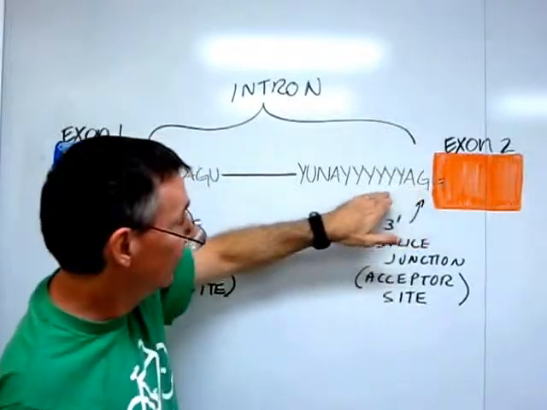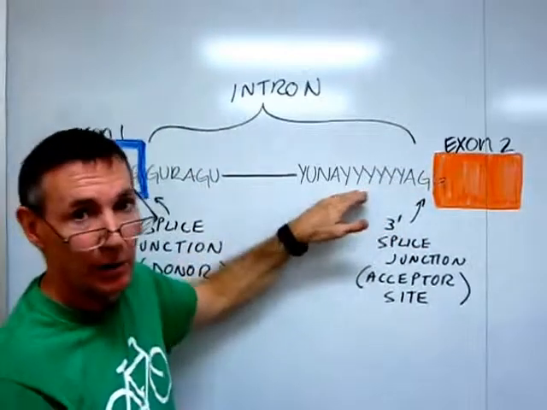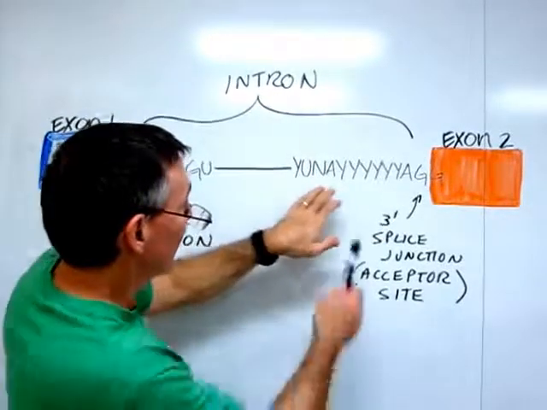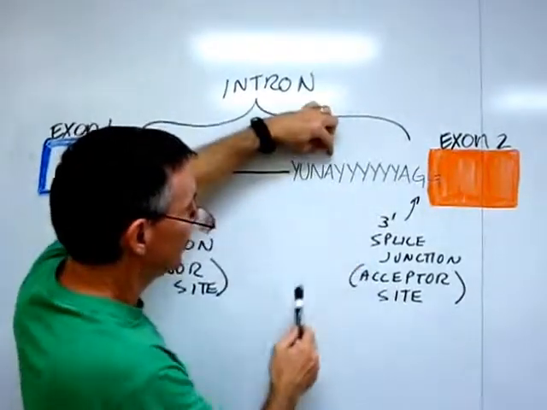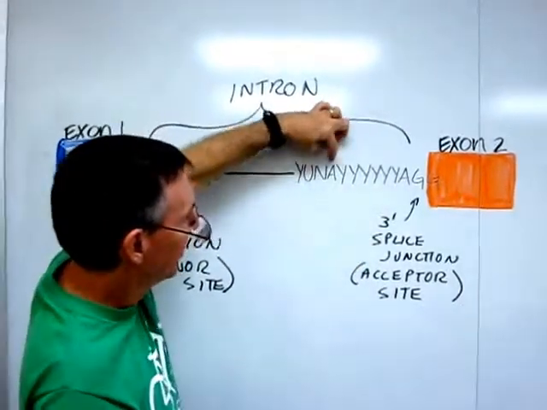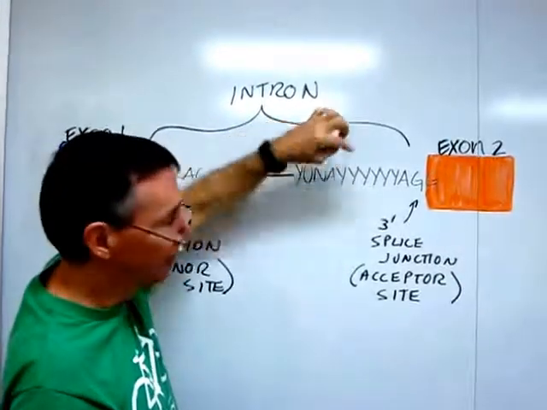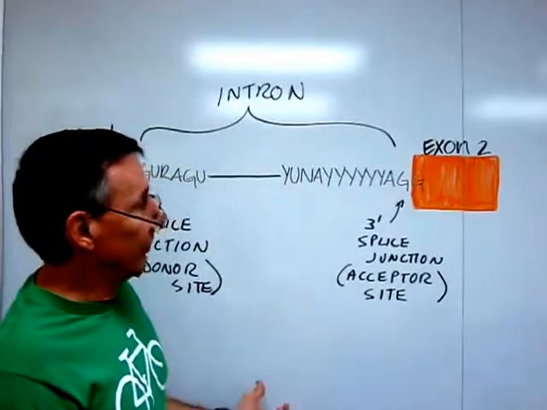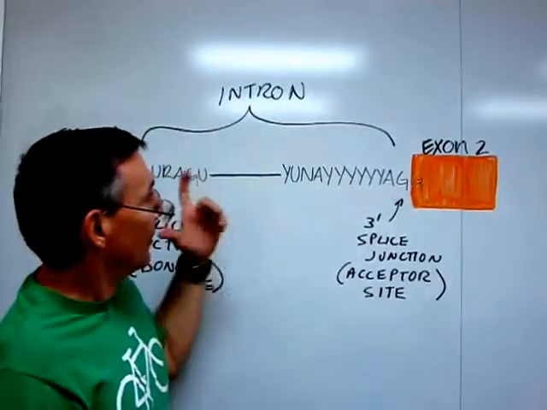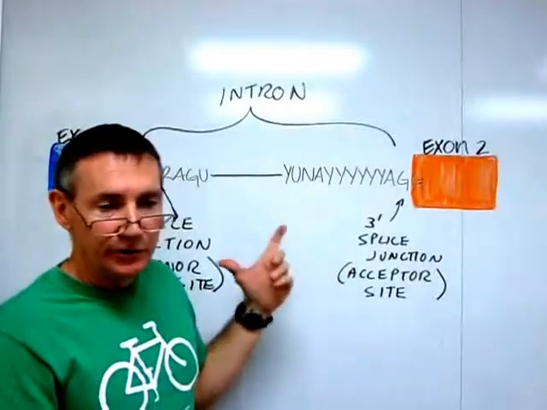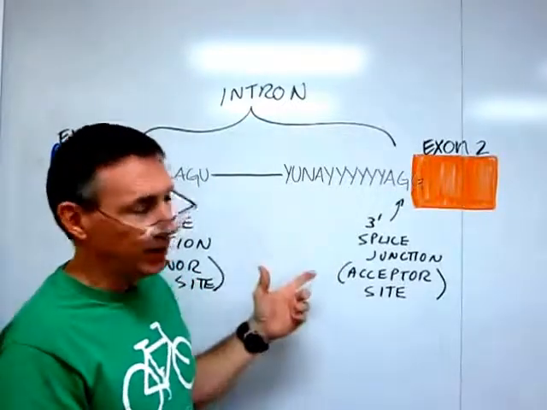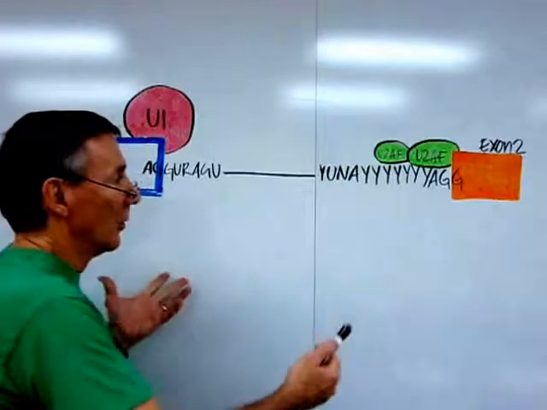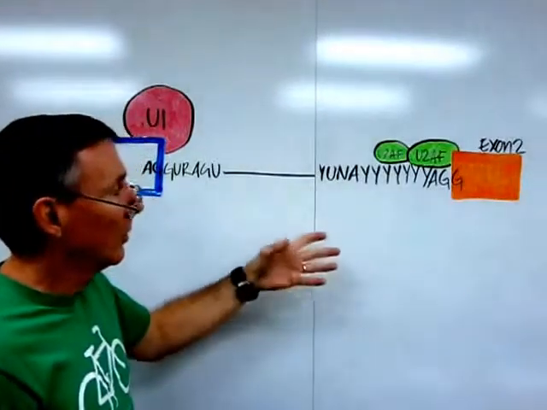That AG is typically preceded by a string of pyrimidines, represented here with Ys. And then somewhere over here there's a consensus sequence, some variability, but always there will be an A in there, and this A is going to be the branch point. So this is the consensus intron. The next thing we're going to look at then is the assembly of the spliceosome, which is the complex that removes the intron. Here we have the consensus intron again.